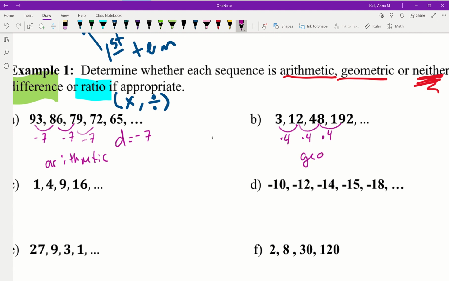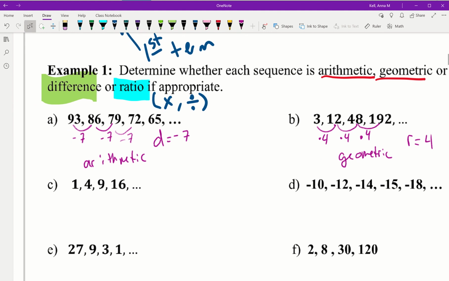So this one's a geometric. This is an exponential, okay? This is like an exponential equation. And our common ratio is 4. Okay? All right. Let's go ahead and look at C.